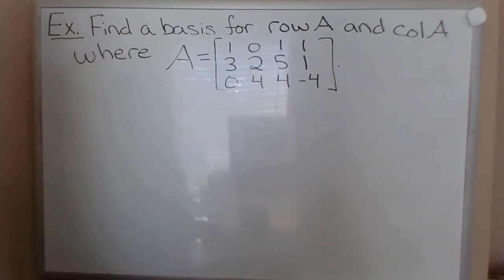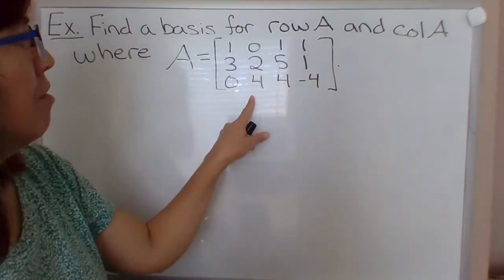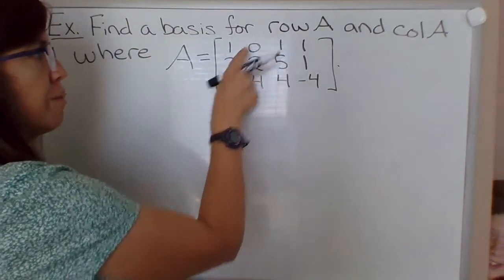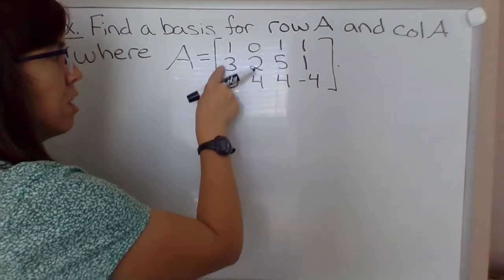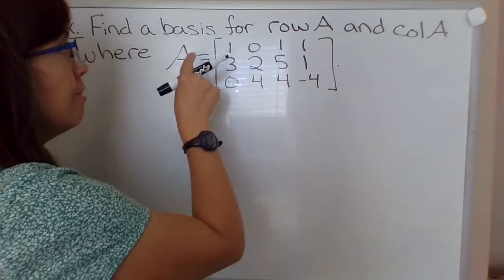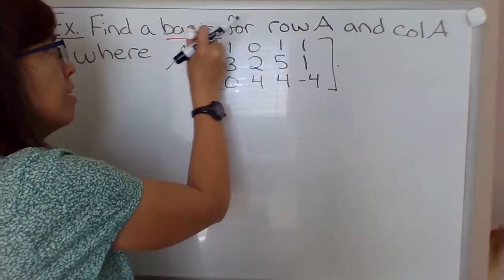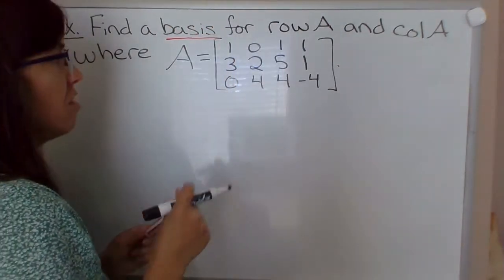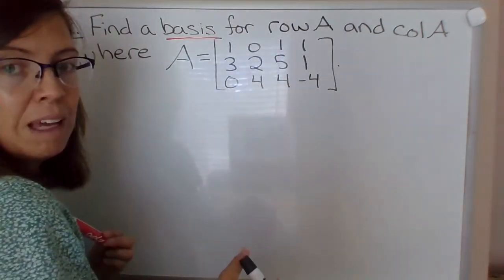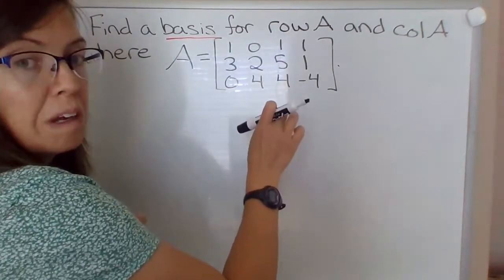In this example, you're asked to find a basis for both the row space and the column space of this matrix A. Remember that the row space of a matrix is the collection of all linear combinations of the rows of a matrix. So if we're trying to find a basis for the row space of A, remember that the two criteria for a set of vectors to be a basis is that they span the set. So if we just simply took the rows of A and made that our set, vector 1, vector 2, vector 3, then that would span the row space by definition.